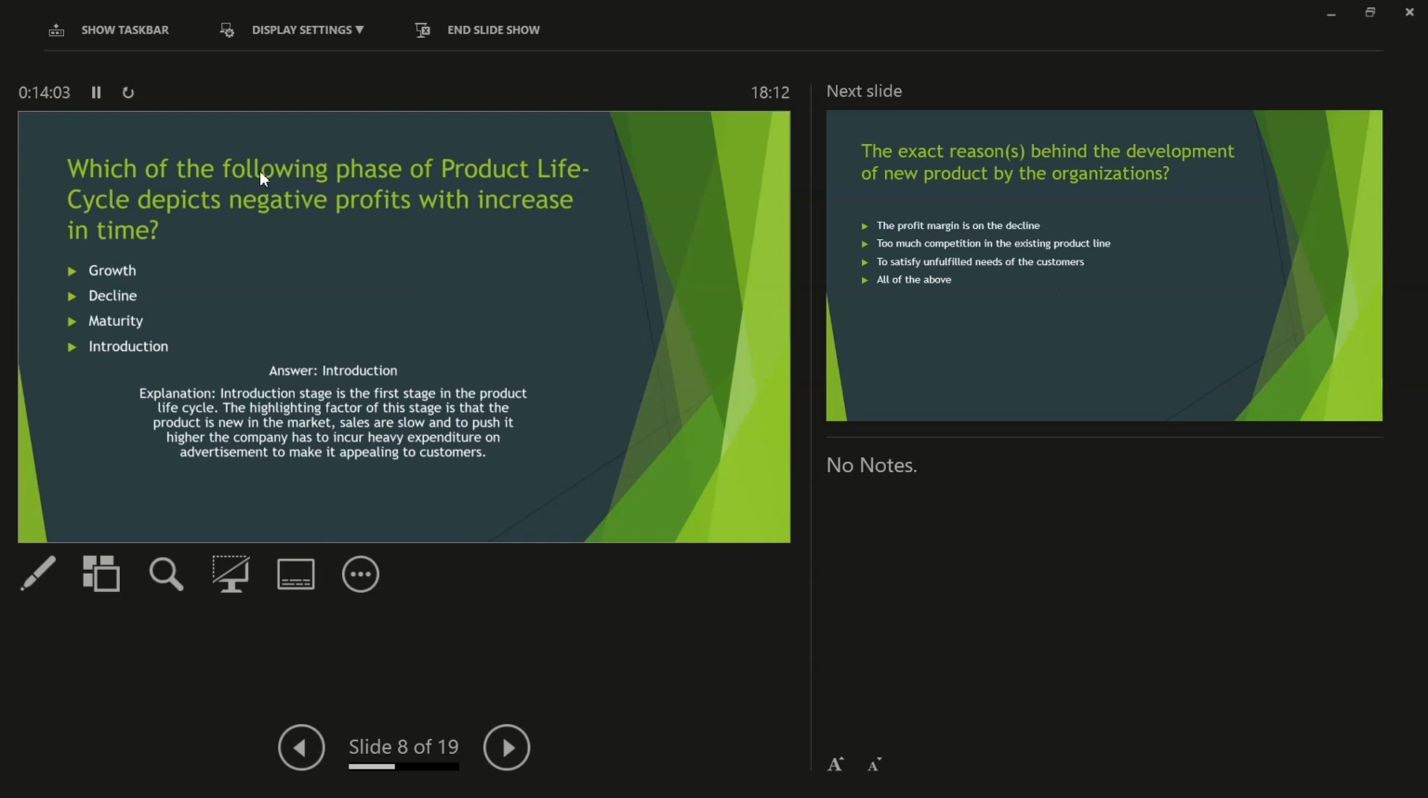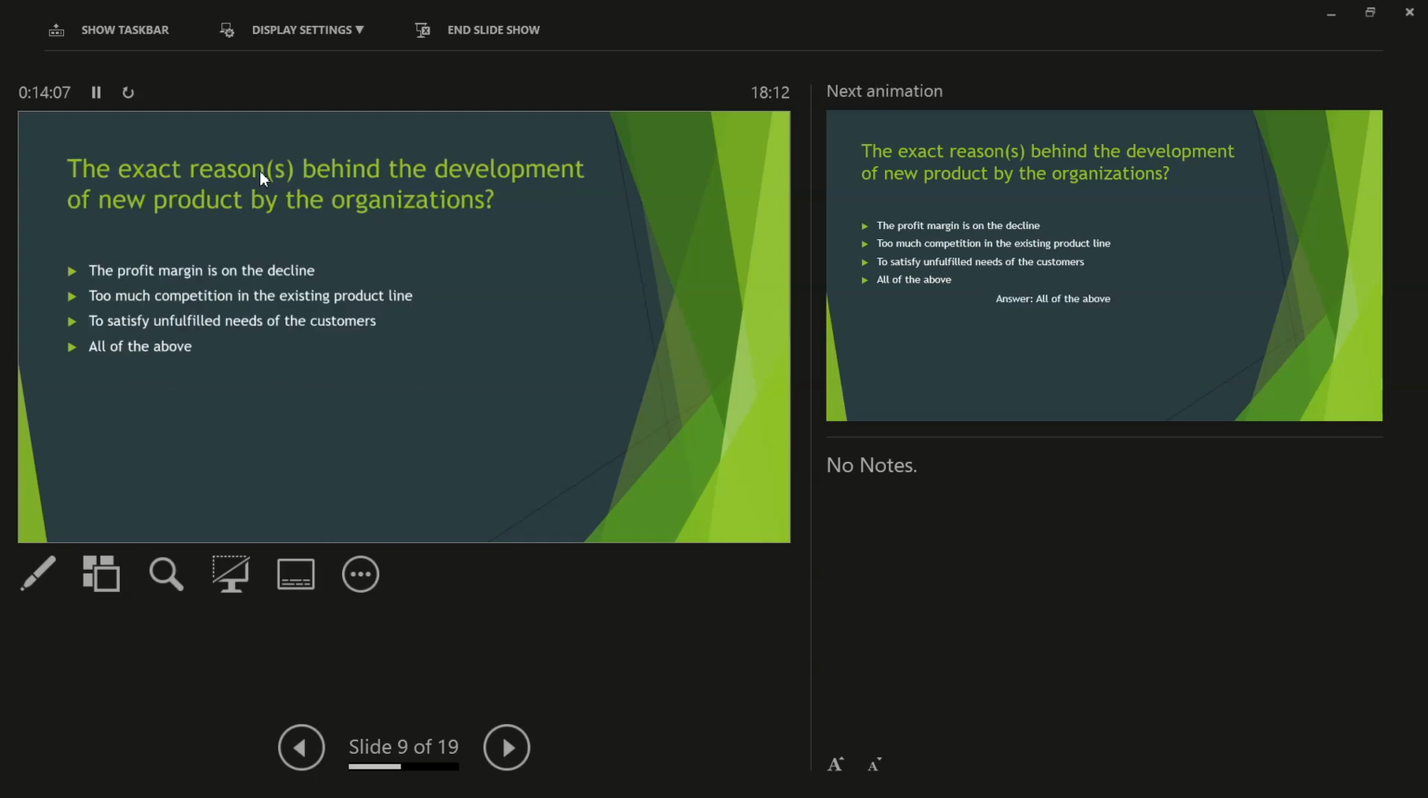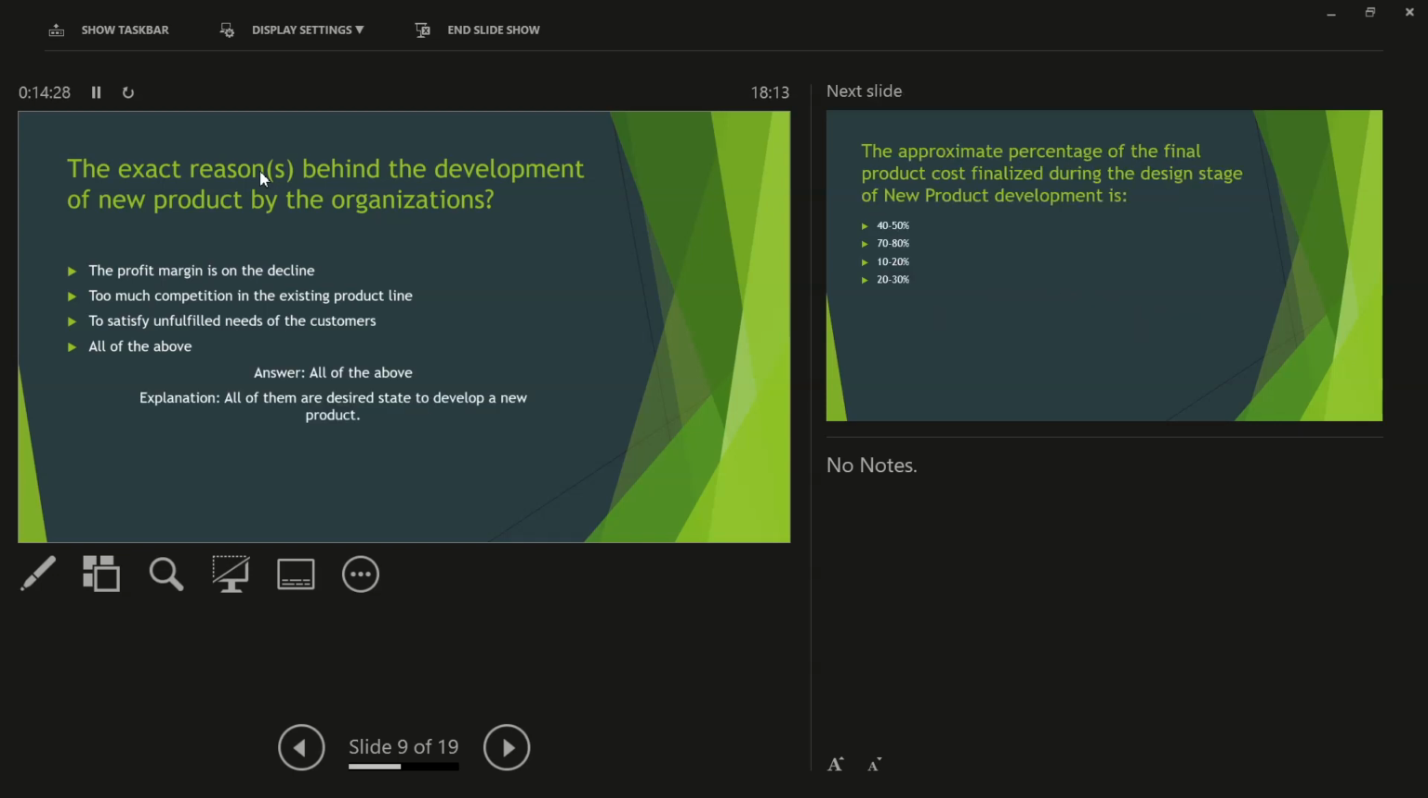So if you have any doubts, please stop me in between and ask. So the next question is the exact reasons behind the development of a new product by the organization. What should be the reasons that we should have to exactly go for a new product? Yeah, it's pretty straightforward. All of them are the desired state where we would like to develop a new product.